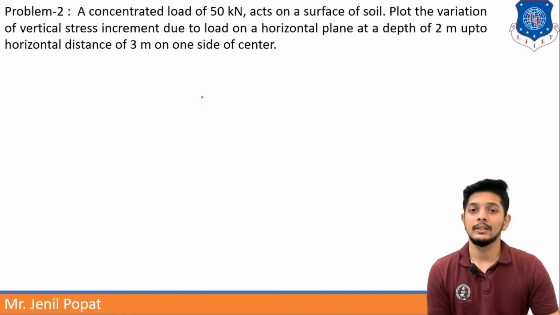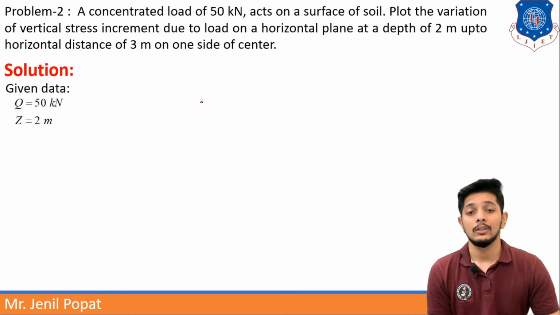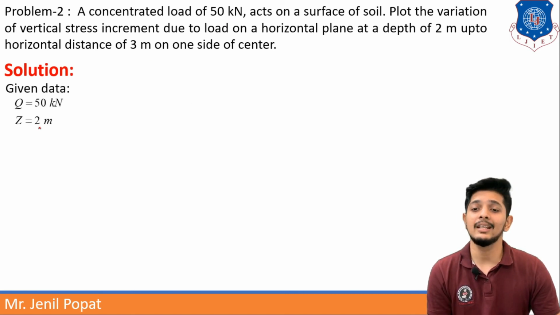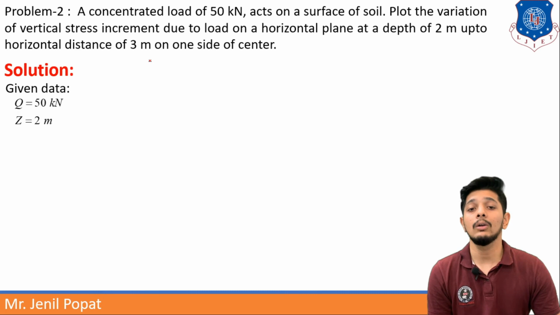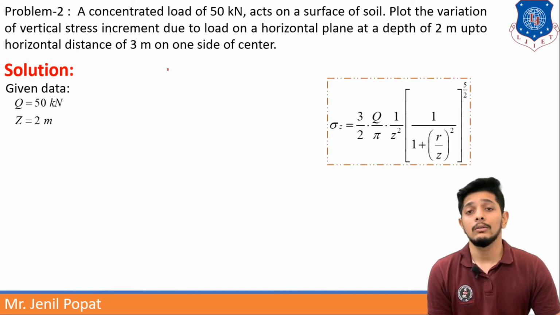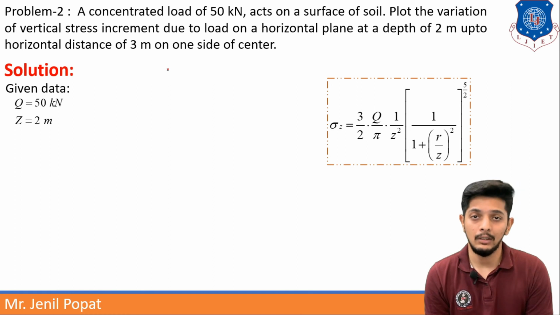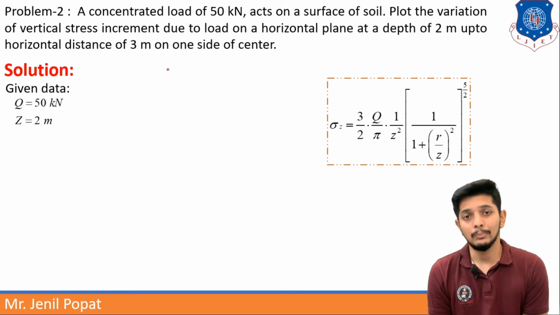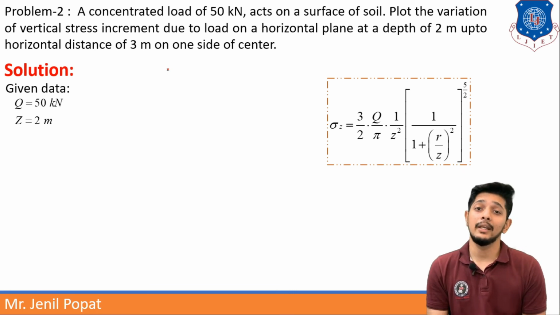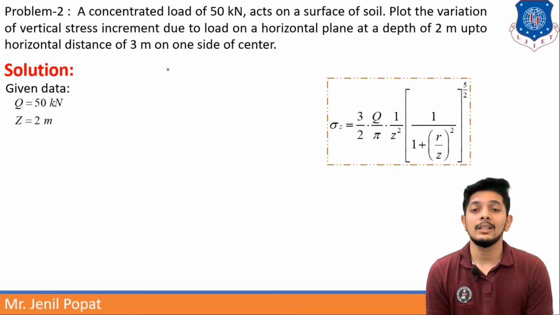So let us calculate this by writing the given data first. Q is given as 50 kilonewton, Z is given as 2 meter, and R should be taken as 0, 1, 2 and 3 on one side of center. Let us remember the basic equation for this. When you are not told to find it with Westergaard, you should by default calculate with Boussinesq's equation. Now let us remind ourselves of the equation: sigma z is equal to 3 by 2 into q by pi into 1 by z square, and in bracket 1 upon 1 plus r by z square, and the whole raised to 5 by 2.